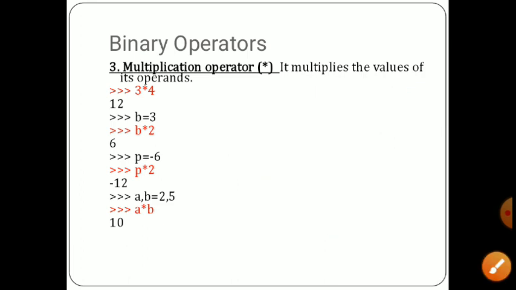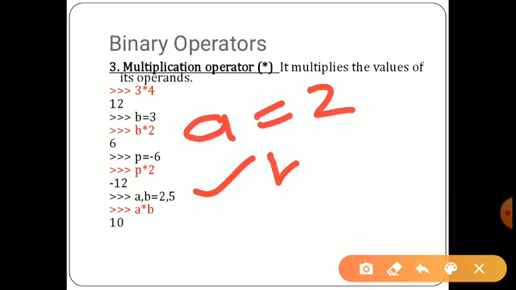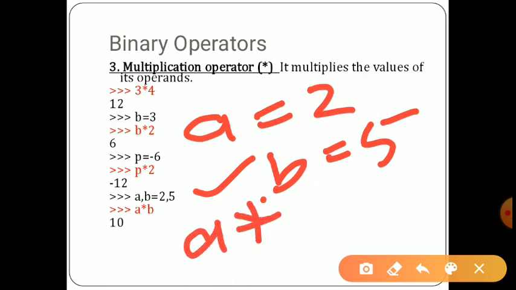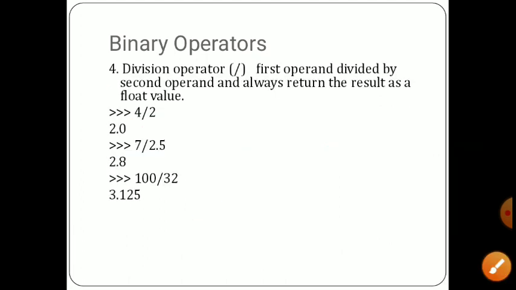Same thing here, I assign two values in one line, a comma b equal to 2 comma 5. So here it assigned the value of a equal to 2 and b equal to 5. So a multiply b means 2 multiply 5. The result is 10. Now the division operator.